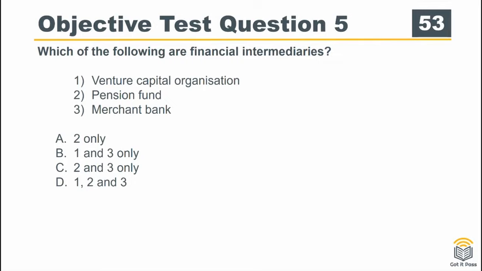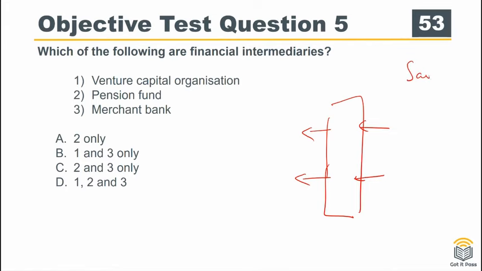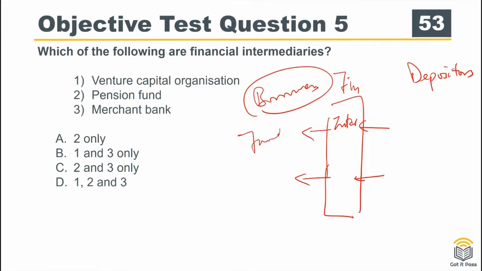Question 5. Here there are 3 types of institutes, and we ask which are financial intermediaries. So remember financial intermediaries. Here are the depositors. They put savings, or they put money, into the financial intermediary, and there is a borrower. They require the funds for operations or investment.